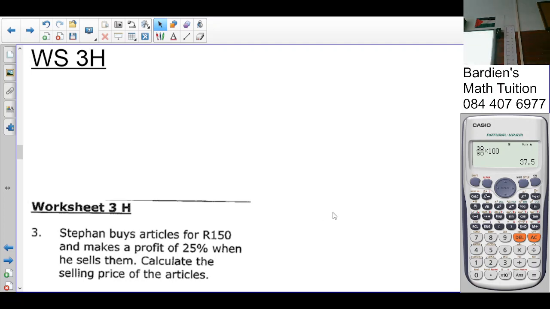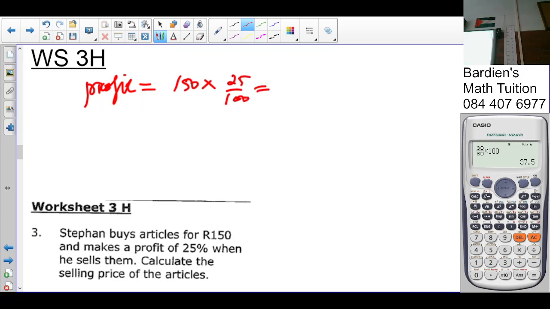So, firstly we need to work out the percentage profit. Not so. Sorry, not the percentage. The percentage profit is given in this case. You must work out the profit in rands. So it's going to be 150 Rand multiplied by 25 over 100. Then 150 times 25 over 100 gives us 37.50.